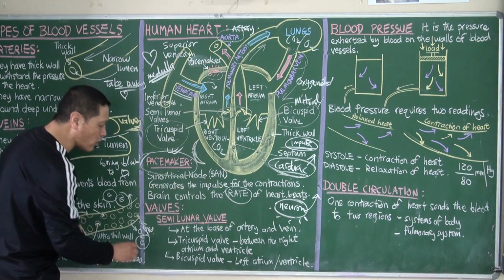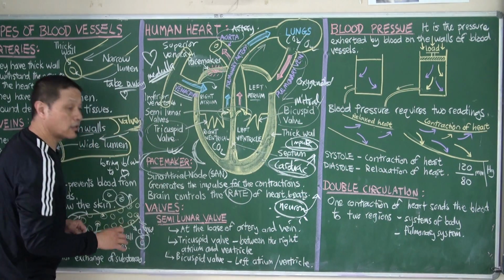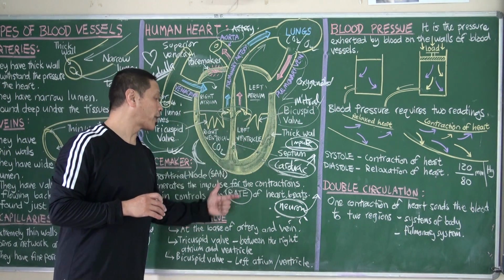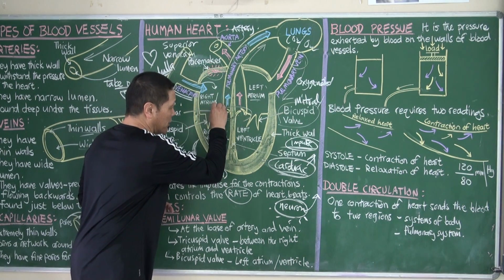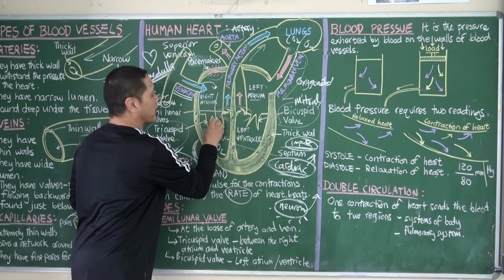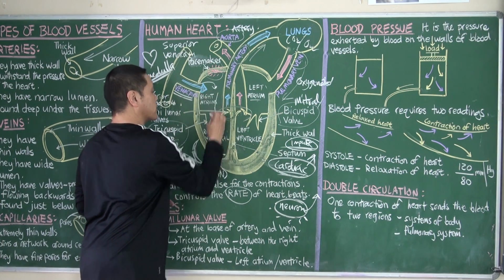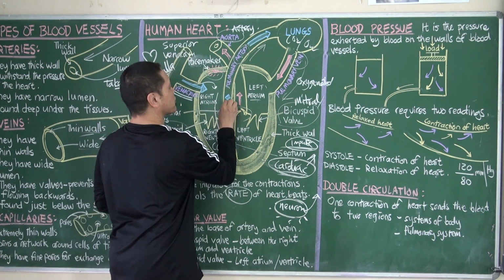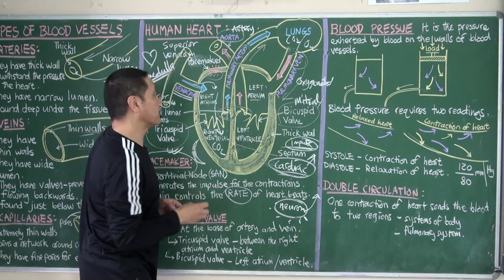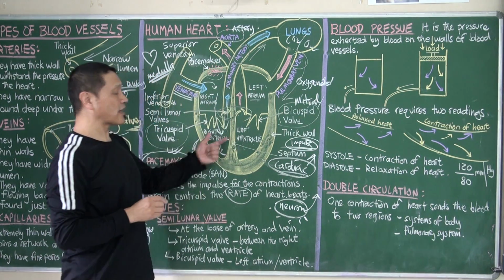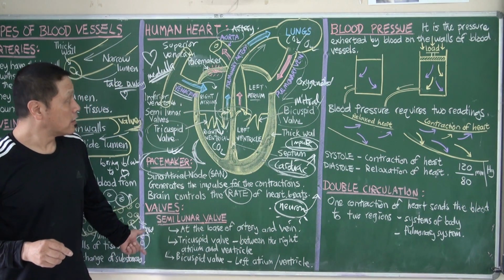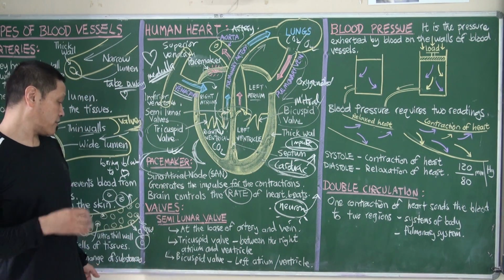The work of all these valves is to prevent the blood from flowing backwards. If the blood goes here, these valves prevent the blood from going backwards. Okay? And when the blood enters this pulmonary artery, these valves prevent blood from flowing backwards. So that is the work of all these valves. Then we'll push on to blood pressure in the next video.